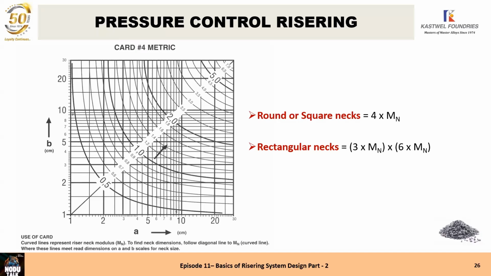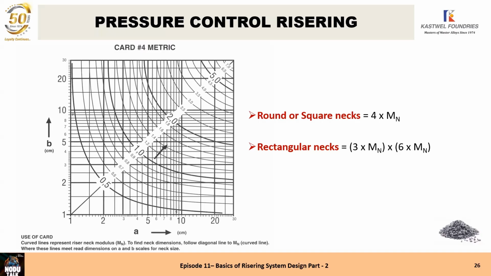If it's a rectangular neck, we have seen it should be wide and small in height. So the rectangular neck is 3 times the modulus of the neck, which is the height, and 6 times the modulus of the neck, which is the width. So this is a thin neck, the ingate, which will solidify fast immediately after the pouring is over. This graph is normally used to determine the dimensions of the neck.